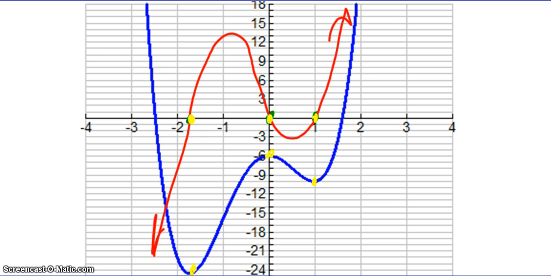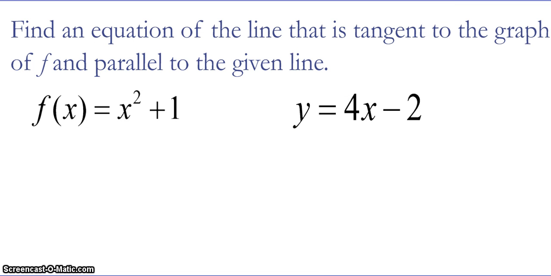Alright, next example. I want you to find an equation of the line that is tangent to the graph of f and parallel to the given line. So here's the function, here's the line that we're going to be parallel to. Find an equation of the line that is tangent to this function and parallel to that line. Pause the video and unpause when you're ready to check your work.